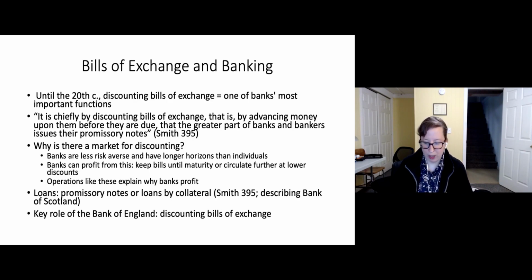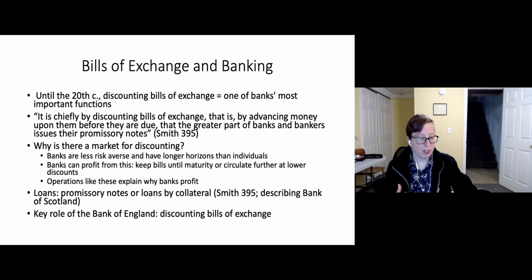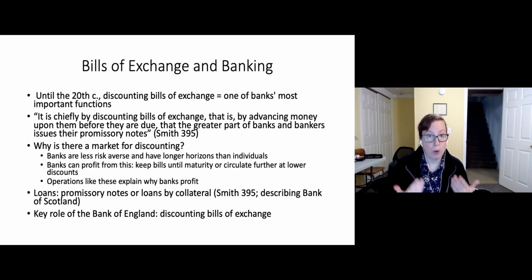I've mentioned already, furthermore, the way that bills of exchange had an important interaction with banks. So once again, until the 20th century, one of banks' most important functions was this process of discounting bills of exchange. Your reading by Smith mentions some of this. So it is chiefly by discounting bills of exchange, that is, by advancing money upon them before they are due, that the greater part of banks and bankers issues their promissory notes.